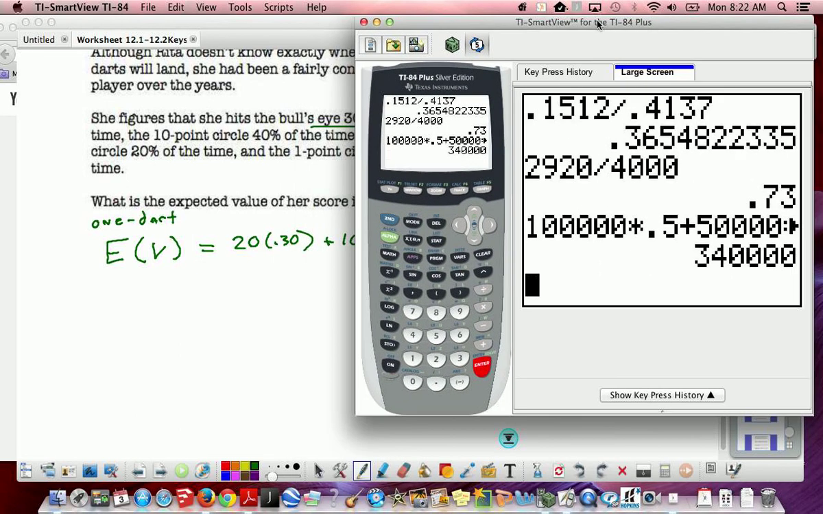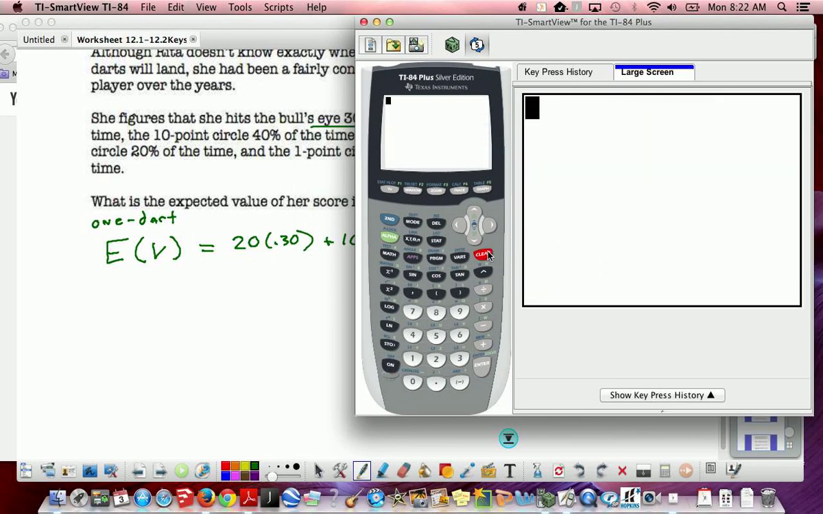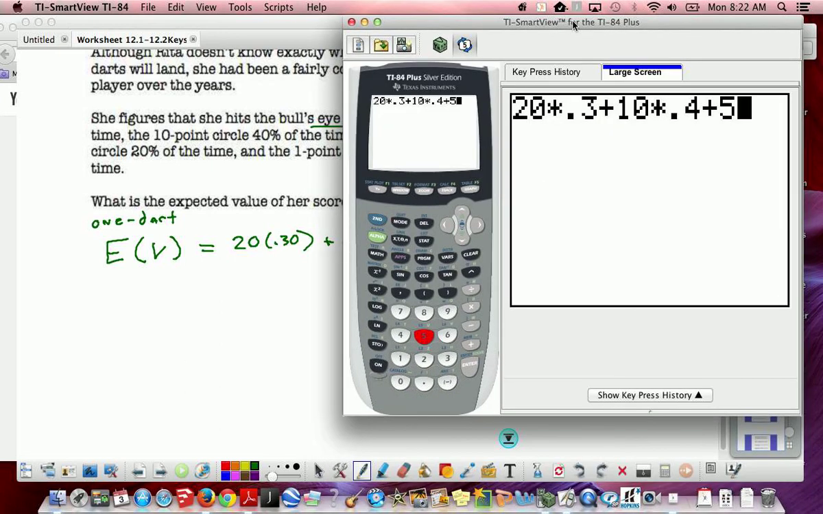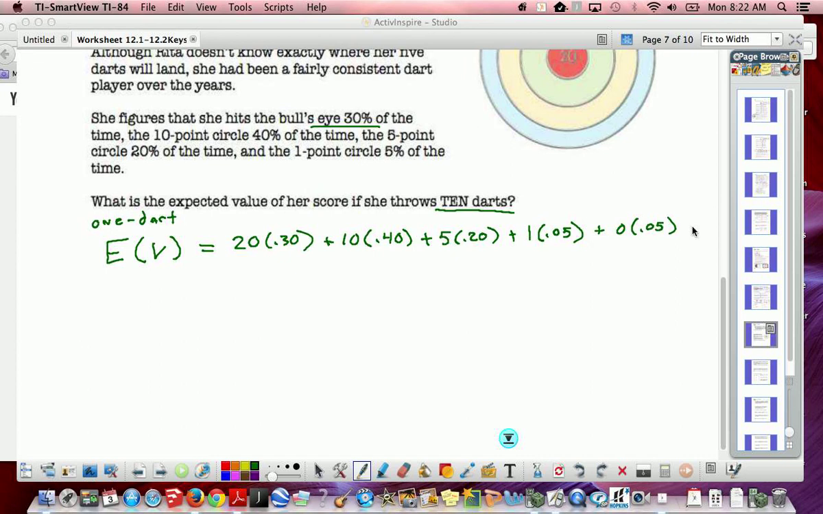So, clear this out so you can see it. She'll get 20 points 30% of the time. Plus, she'll get 10 points times 40% of the time. Plus, she'll get 5 points, 20% of the time, times it by 0.2. And then she'll get 1 point 5% of the time. So I multiply those all together.